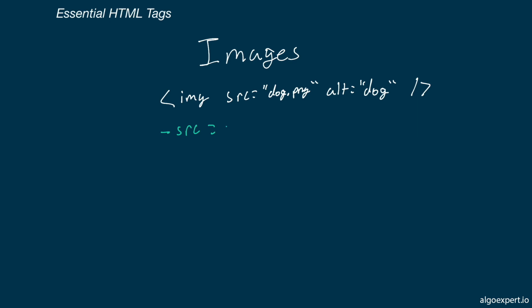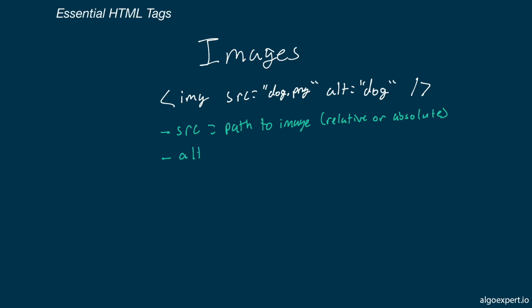Relative is like what you see here, with the source being dog.png. This is a local file, and it is relative to where the HTML file is on the computer or the server. An absolute path, on the other hand, would be the full path to the image, such as the full path on the computer or server, or a full URL.